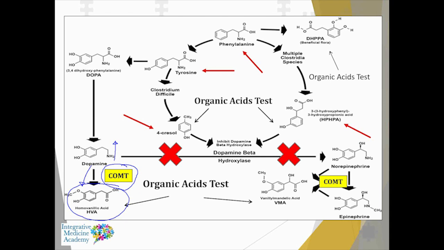So what happens if you have two or three of these factors going on? Let's say you've got high levels of creosol and you're taking a bunch of tyrosine, for example. We know we're getting an inhibition of dopamine beta hydroxylase. And let's just say, for example, that there's a polymorphism in that enzyme. Well, you would certainly expect to see high levels of dopamine accumulating over time, and you probably should also see high levels of homovanillic acid.